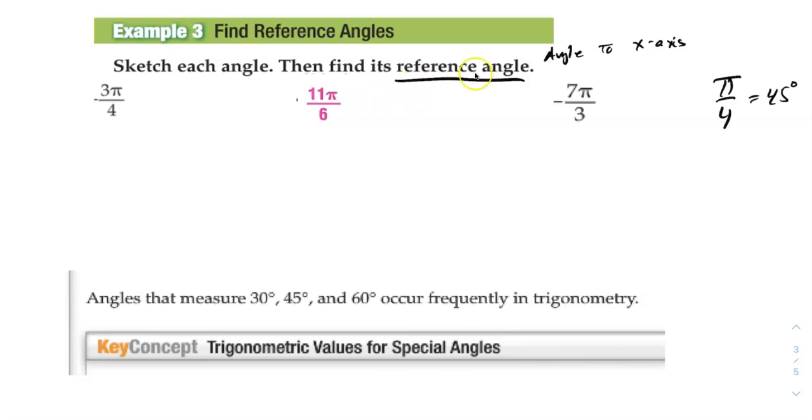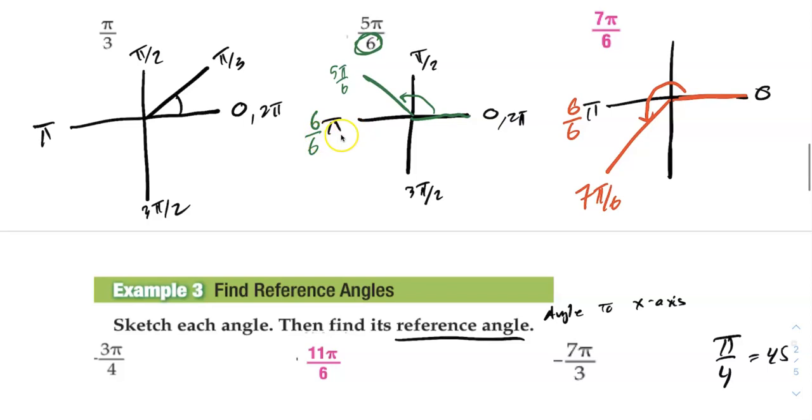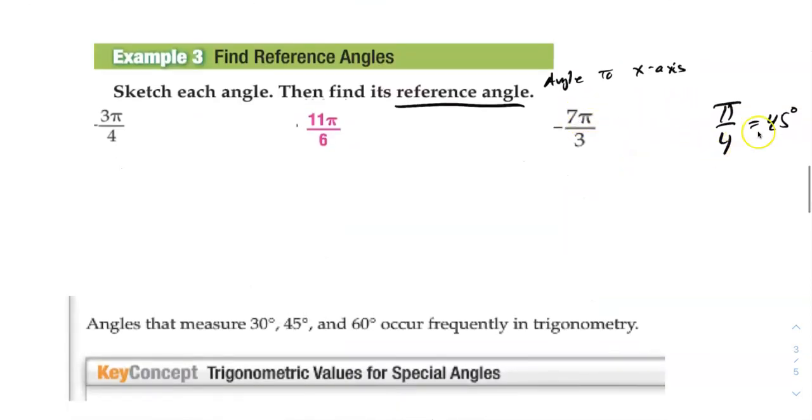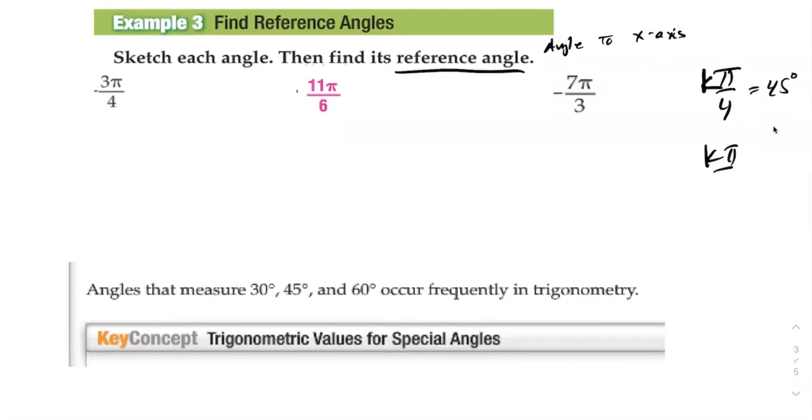Because remember, pi is essentially equivalent to 180, as you could tell from our graph here. Right, pi is where the 180 would be. So it's like 180 divided by 4, which is 45. So again, no matter what you have on top, if it's over 4, it's 45. Likewise, over 3 is 60, and over 6 is 30. Right, so it's like 180 divided by 3, which is 60, and 180 divided by 6, which is 30. And the k just tells you what quadrant you're in, but if that's the denominator, I know the reference angle. So here, 3 pi over 4, sketch the angle, find its reference angle.